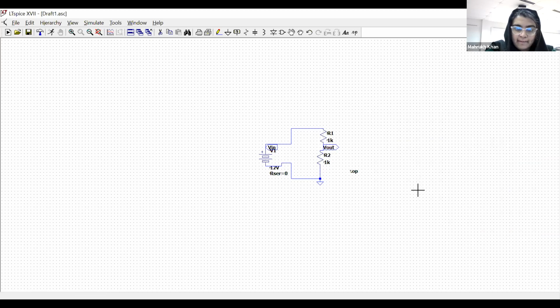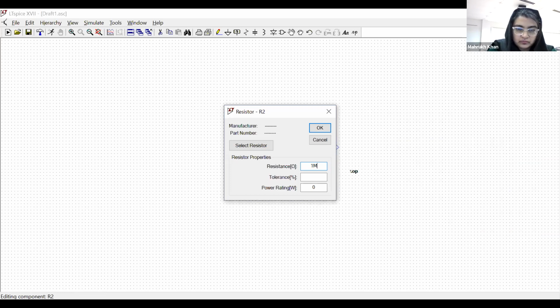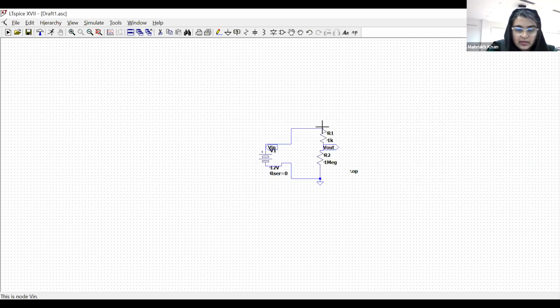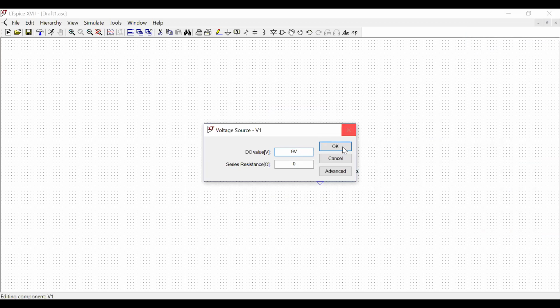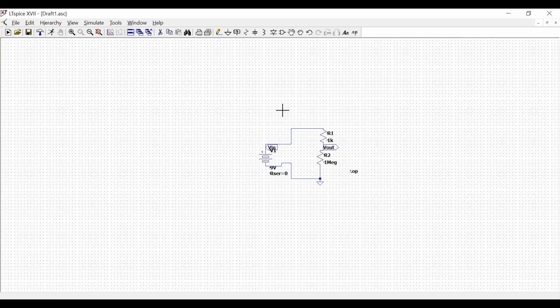Okay, so what I'm trying to say is let's change it to 1 meg. Okay, and my input voltage was 12 volts or 9 volts before. Should we be building this on our screen too? No, it's okay. I mean, you were having it before, right? I'm just showing what's going to happen.